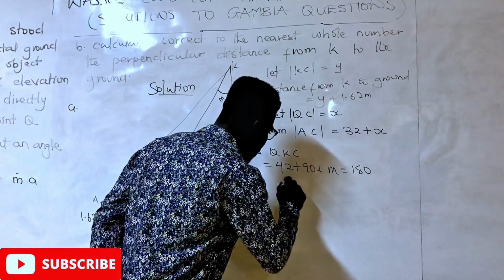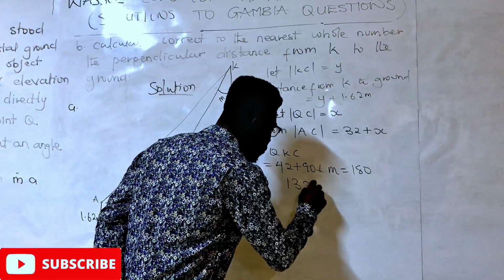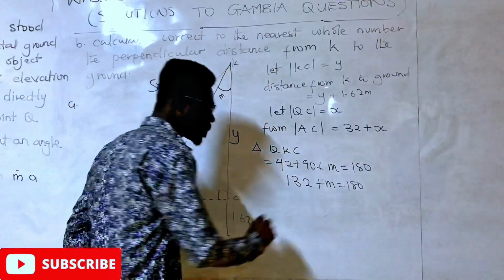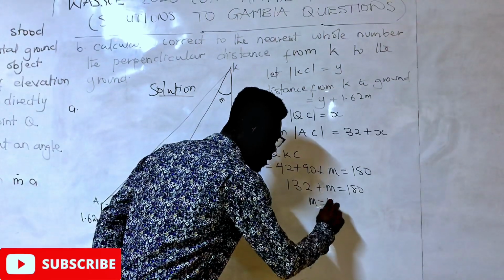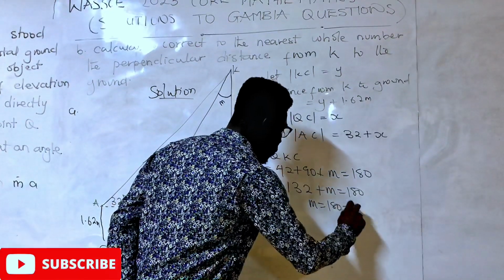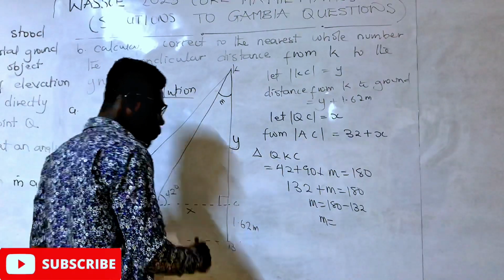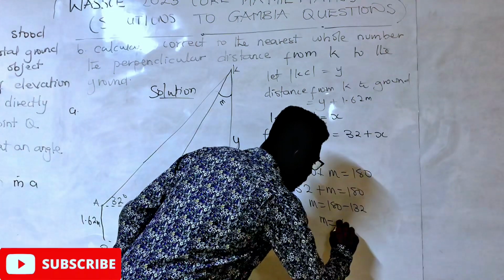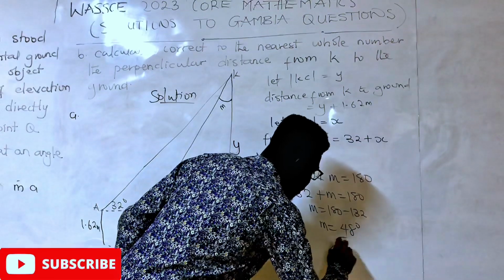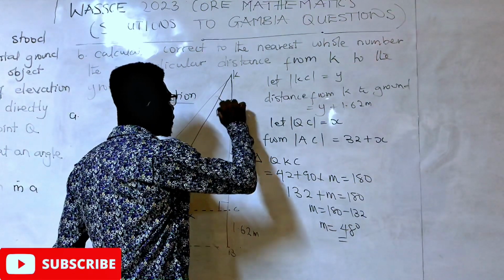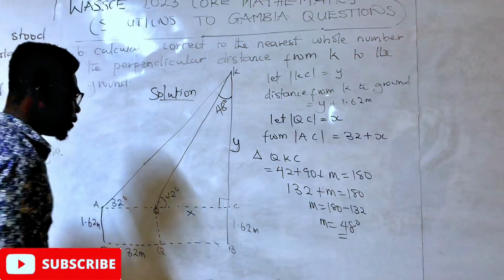So we get 132 plus M is equal to 180 degrees. M is going to be 180 minus 132, and we get our M to be equal to 48 degrees. So we know our M here to be equal to 48 degrees.